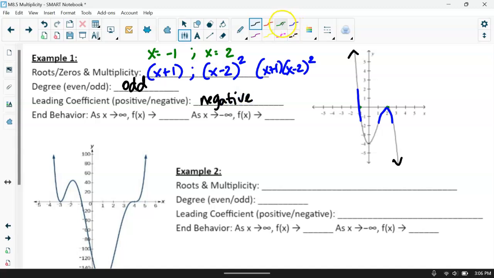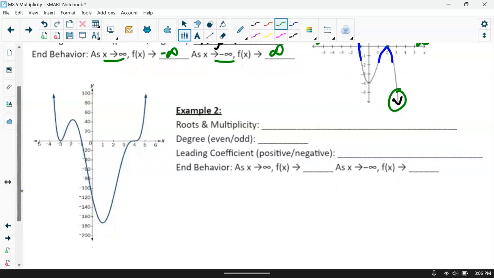Then here, the end behavior. As x approaches infinity, so as we're approaching infinity, what is our end approaching? Negative infinity. Then here, as x values are approaching negative infinity, what is our f of x approaching? Positive infinity. So here, we'll do the next one. Roots and multiplicity. So identify what are the roots? -3, -1, and 4. That's our roots.